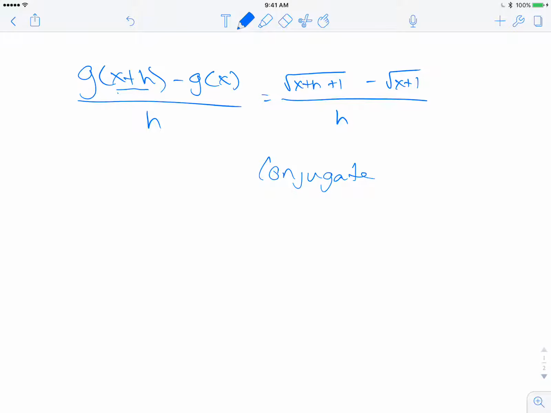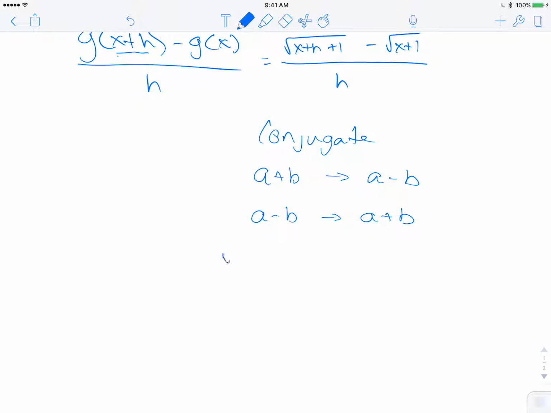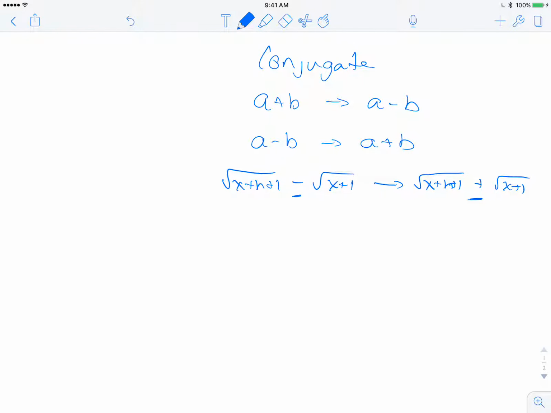Right? And the conjugate for an expression a plus b is a minus b. Or likewise, the conjugate of a minus b is going to be an expression a plus b. So because we have the square root of x plus h plus 1 minus the square root of x plus 1, that conjugate pair is going to be the square root of x plus h plus 1 plus the square root of x plus 1, right? All that's changing is this middle sign. And so what we're going to do is we're going to take our original expression, the square root of x plus h plus 1 minus the square root of x plus 1 all over h, and multiply it by that conjugate.